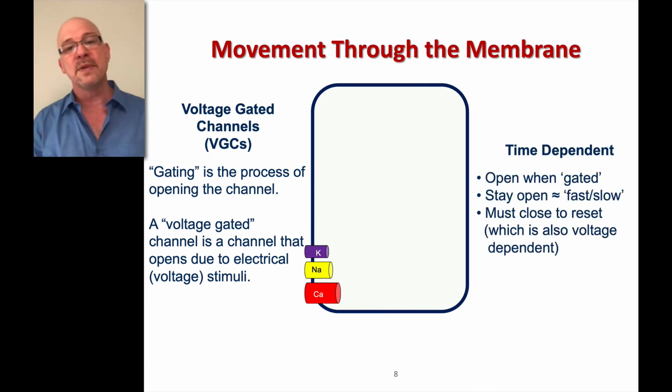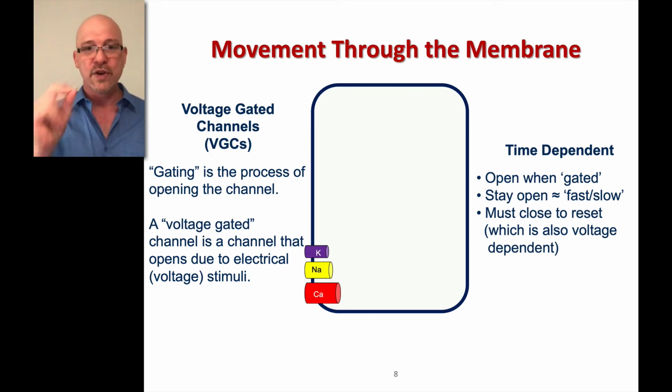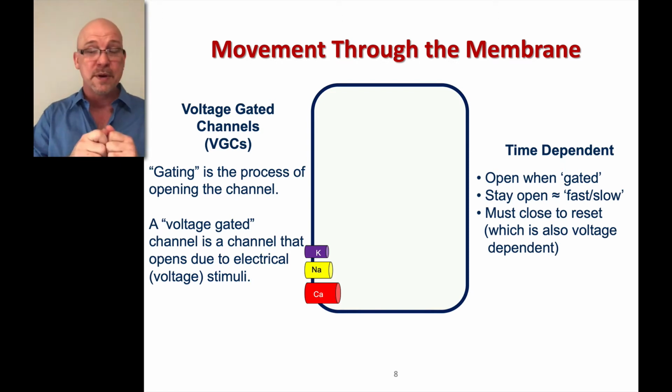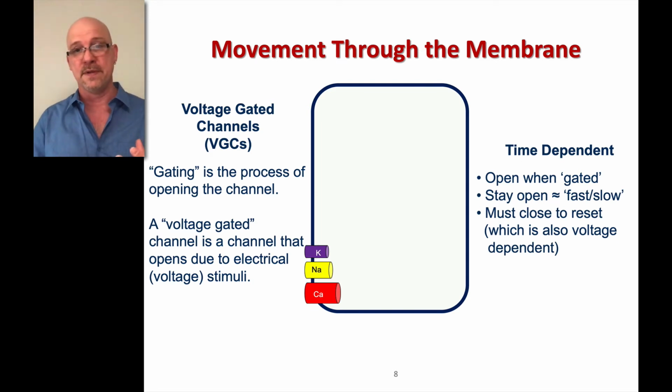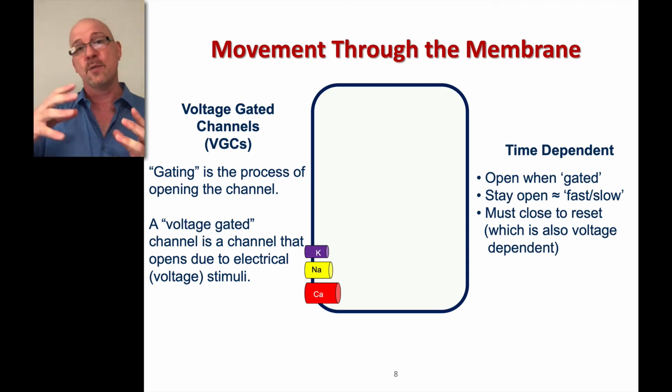We also talk about these channels as being time dependent. So we'll trigger them with a bit of electricity and they'll open up, and they'll stay open either for a short period of time or a long period of time. The channels that open up for a short period of time are called fast channels, and the channels that open up for a long period of time are called slow channels.